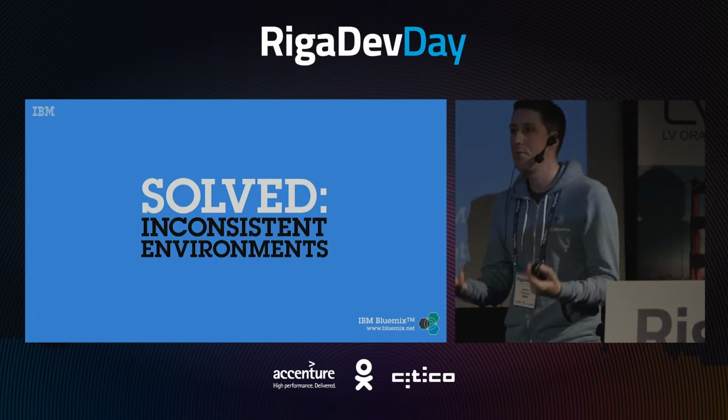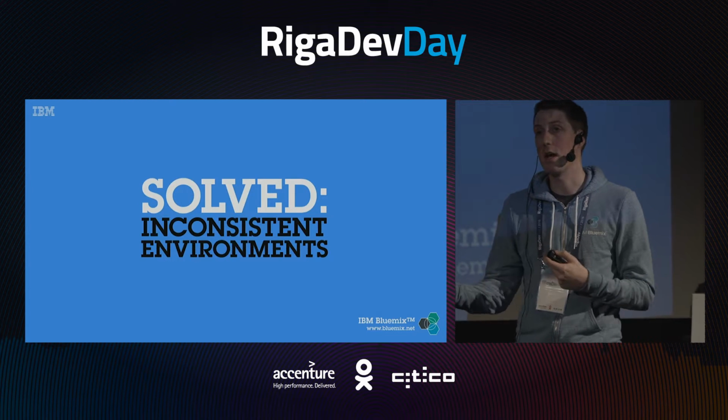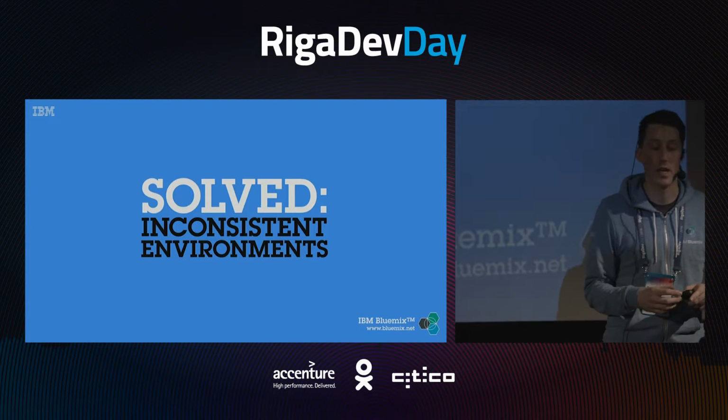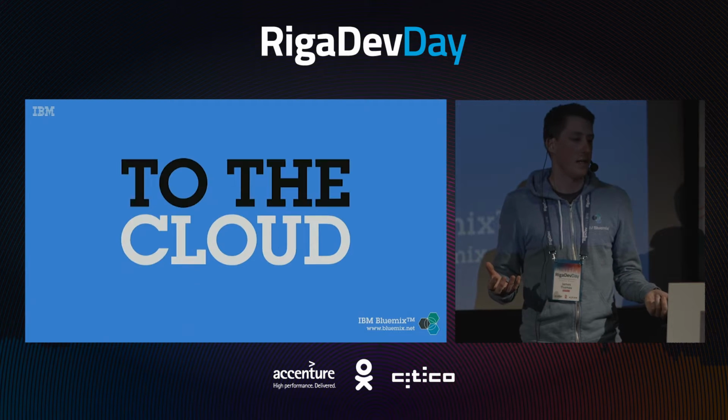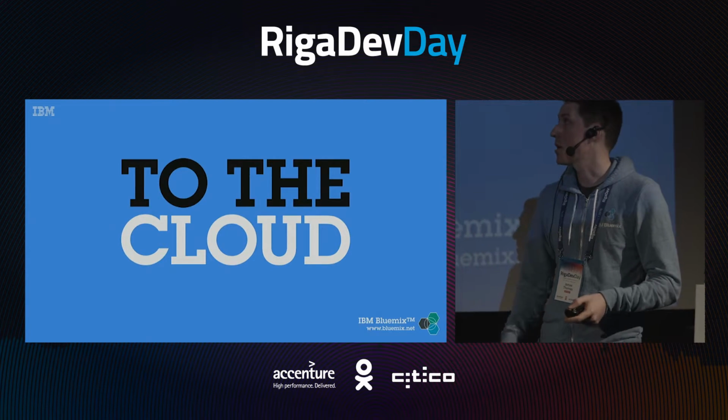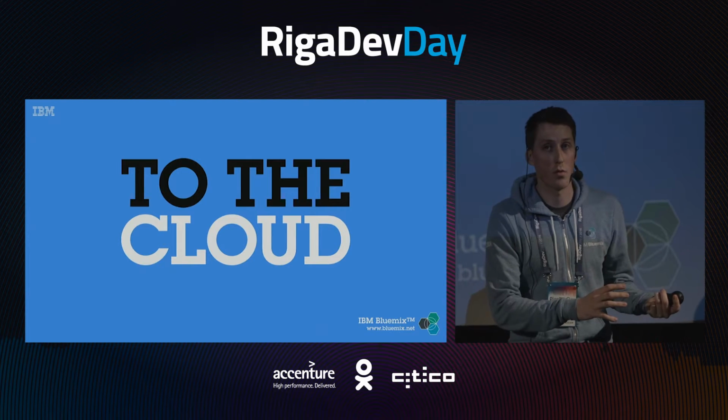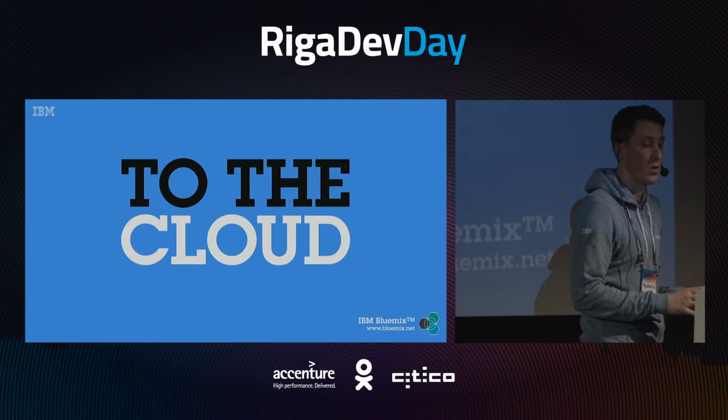So in theory, we can now move the image that I built locally and push that to our colleague. We've solved this challenge of having inconsistent environments, right? So what's the next step? Well, I think the logical next step is to move to the cloud, because we've done the hard work of building our image into a container.